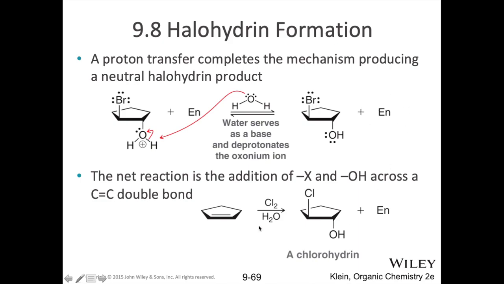Okay, so notice that here we could use chlorine and water instead of bromine and water and do the same thing, except now we have a chlorine instead of a bromine. Please note, in these reactions, we use water as our solvent. It's possible to use an alcohol as your solvent, by the way. And then instead of getting an alcohol group over here, you would get an alkoxy group.